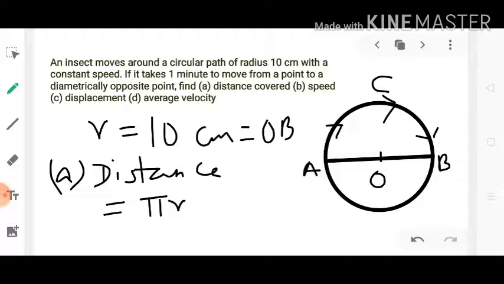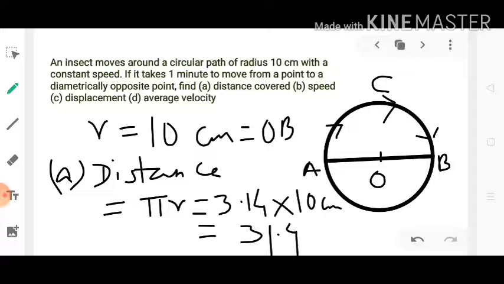So substituting the value of pi, what is the value of pi? It is equal to 3.14 and radius is given 10 centimeter. So multiplying we get 31.4 centimeter. So this is the distance covered in 1 minute by the insect.